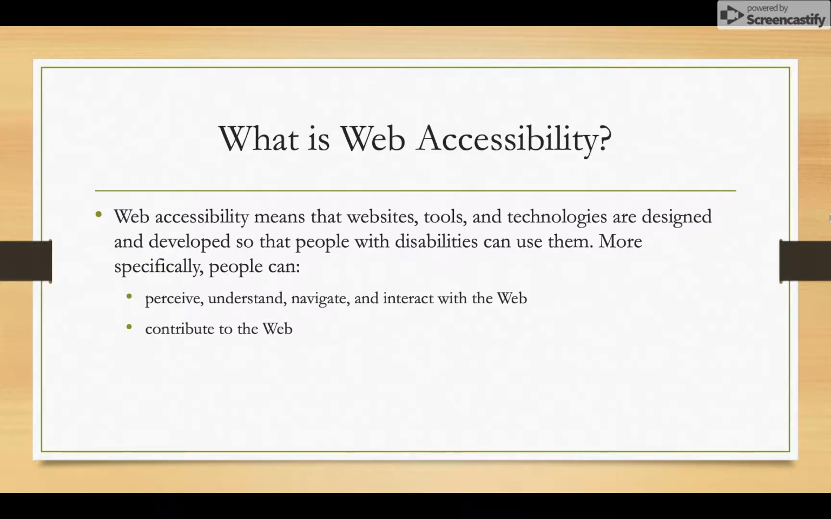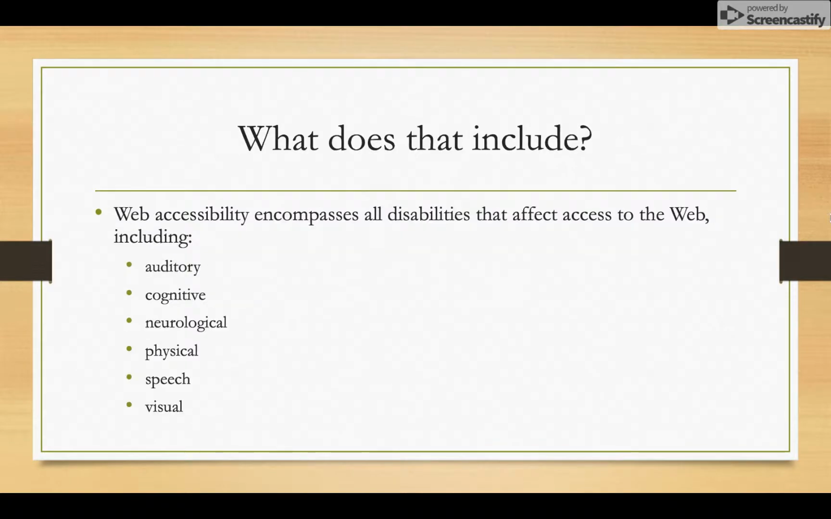So, what is web accessibility? This simply means that websites, tools, and technologies are designed and developed so that people with any type of disability can use them. More specifically, it's designed so that people can perceive, understand, navigate, and interact with the web, and so that they're also able to contribute to the web. So, it's making the web easily accessible for all people.